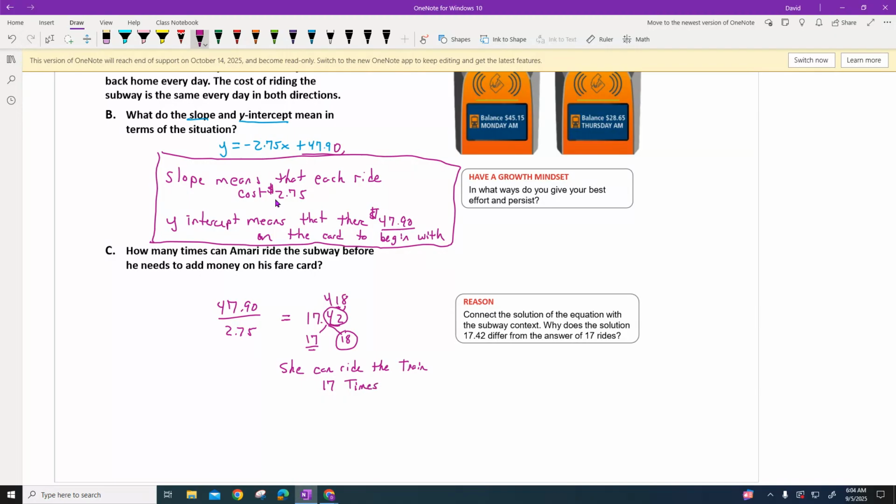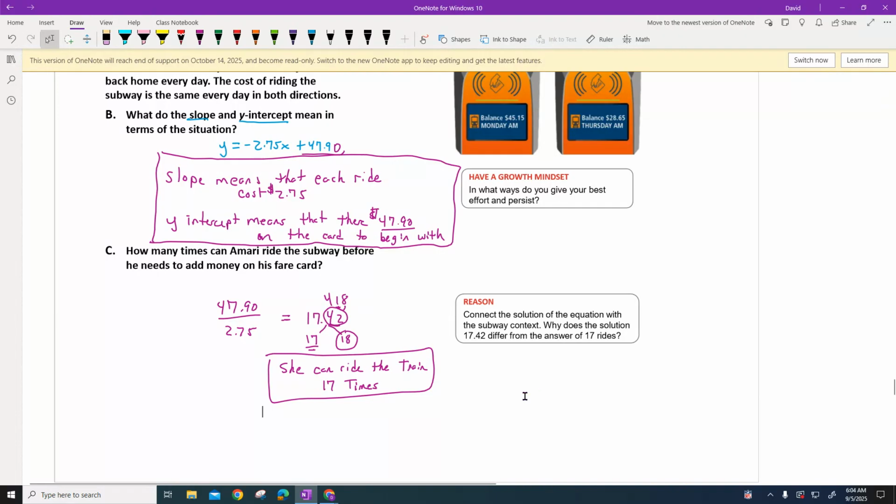Now that's a little bit of a problem because even numbers would get her to work and back. So she's going to get to work one day. If she didn't put money on her card, she's going to be stuck there because she won't have enough money to come back. So that can't be good. So hopefully she plans her rides a little bit more efficiently than that. That'd be terrible to have to stay at work.